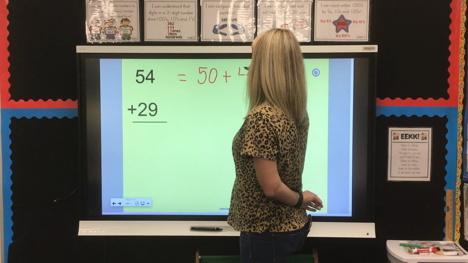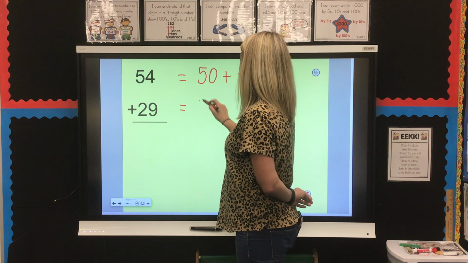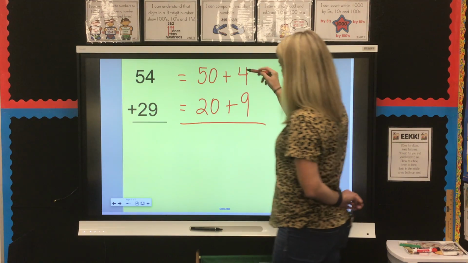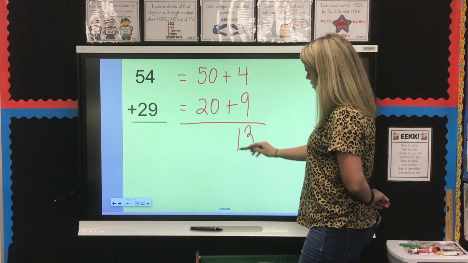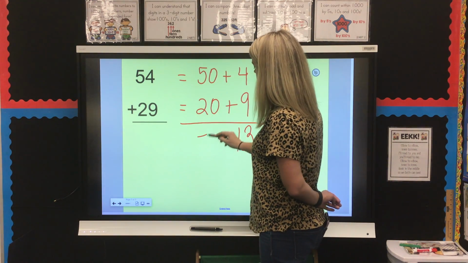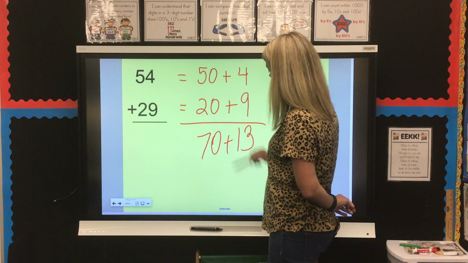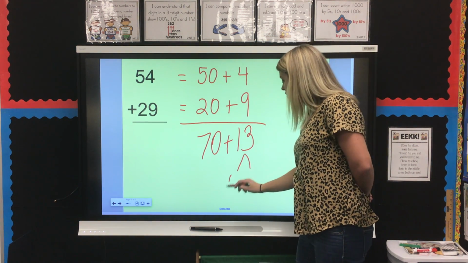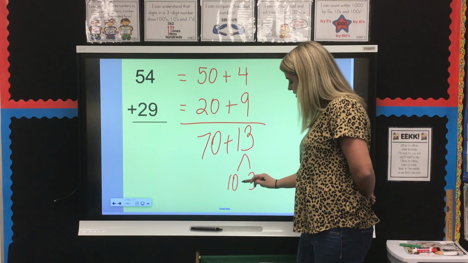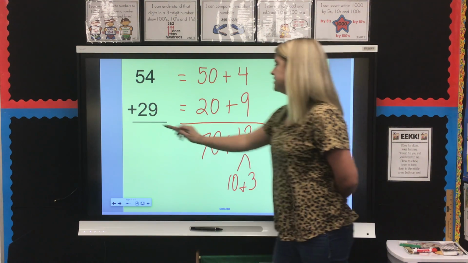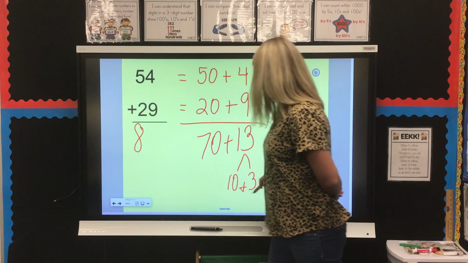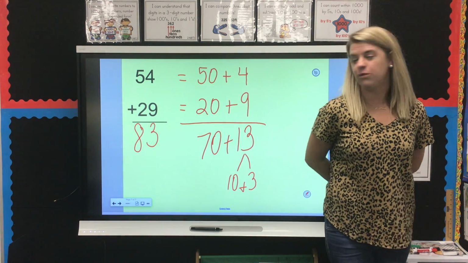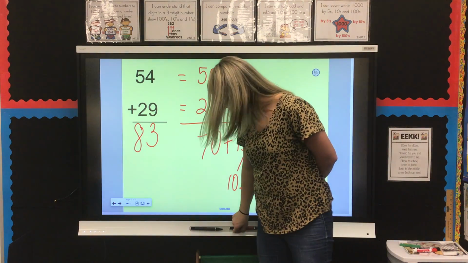So we start out with 50 plus 4, 20 plus 9. 4 plus 9 equals 13, 50 plus 20 equals 70. You could do 70 plus 13, or if you needed to, you could break 13 down into 10 plus 3. 70 plus 10 is 80, plus 3 is 83. So 54 plus 29 equals 83.